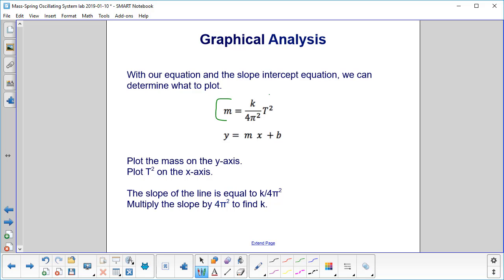This, which we found on the previous slide, is in the same format as the slope-intercept equation. And let's see, what do we have? We have b equal to 0, so the y-intercept is 0 here. m would be on the y-axis. T squared, not T, we can actually plot T squared on the x-axis. So what is this going to be now? That's going to be the slope of the line, y equals mx plus b. So the slope is equal to k over 4 pi squared, and since we want to find k, we multiply the slope by 4 pi squared, and then we get k.